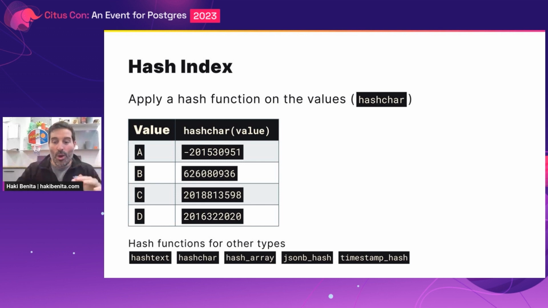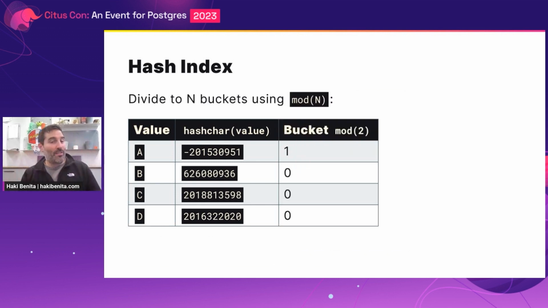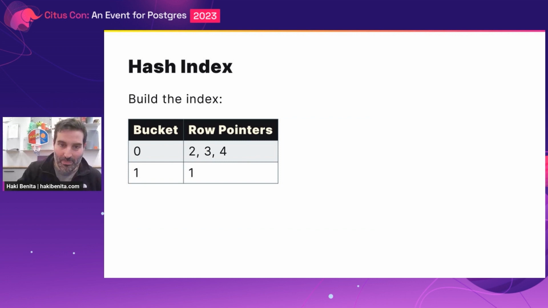Now, we want to divide these values into buckets. If we have, for example, 2 buckets in our hash index, then we take the hash value and apply modulo the number of buckets, in this case 2. So now you can see that the value A goes into bucket 1, and B, C, and D go to bucket 0. So this is our hash index. Congratulations, you just built a hash index in Postgres.